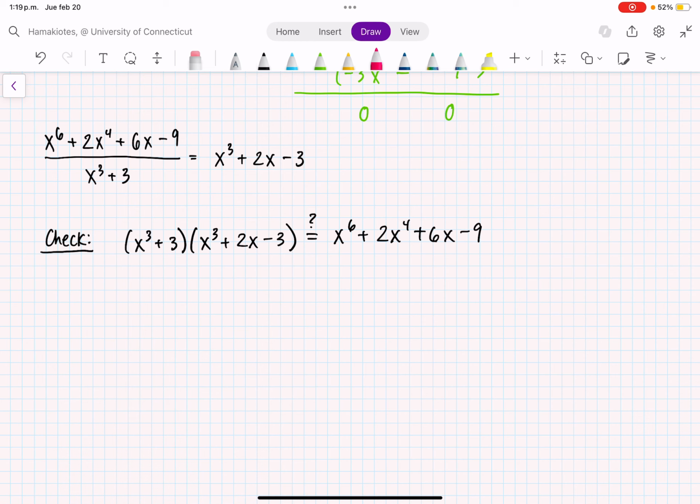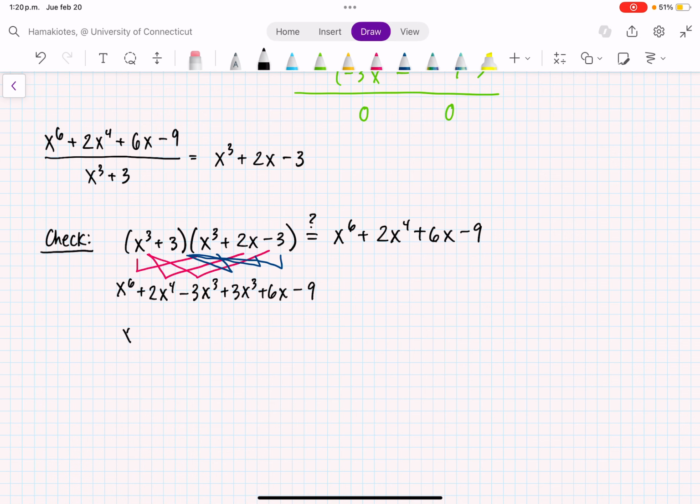So first we'll do x cubed times x cubed, times 2x, times minus 3. So that gives us x to the 6th plus 2x to the 4th minus 3x cubed. Now we have 3 times x cubed, 3 times 2x, and 3 times minus 3. So 3 times x cubed is plus 3x cubed. Then we have 3 times 2x, which is plus 6x, and 3 times minus 3, which is minus 9.